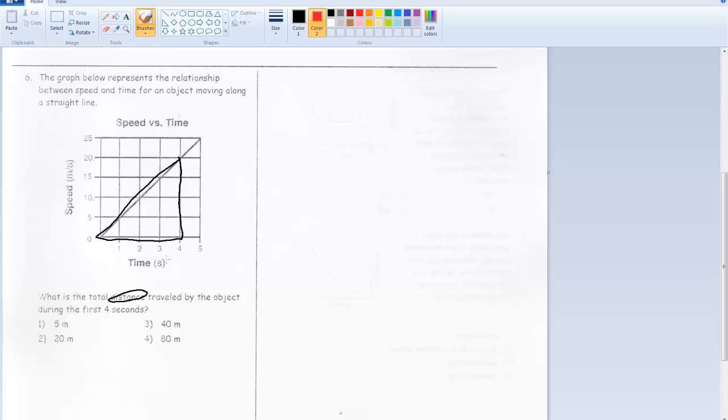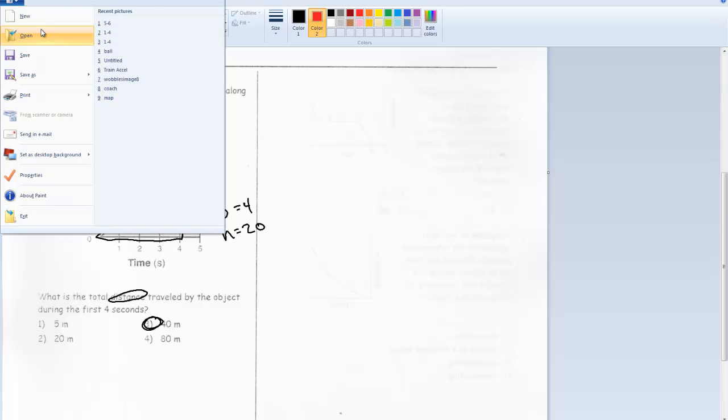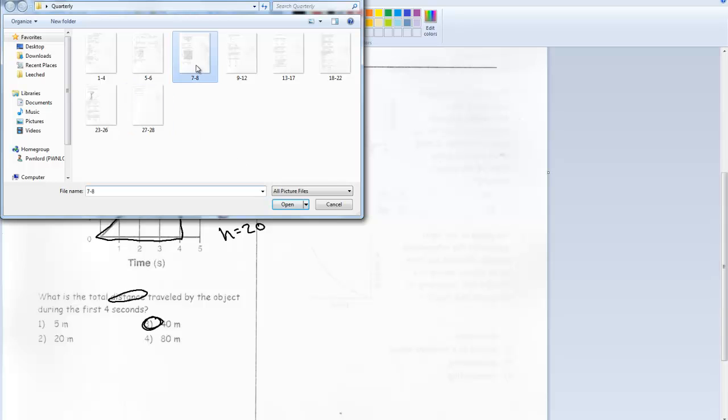Area of a triangle is 1/2 base times height. The base is 4. The height is 0 to 20, so the height is 20. And it's 1/2 base times height, so that's 80 times 1/2 is going to be 40. All right, let's do one more page of problems, and then I'll set up a new video.